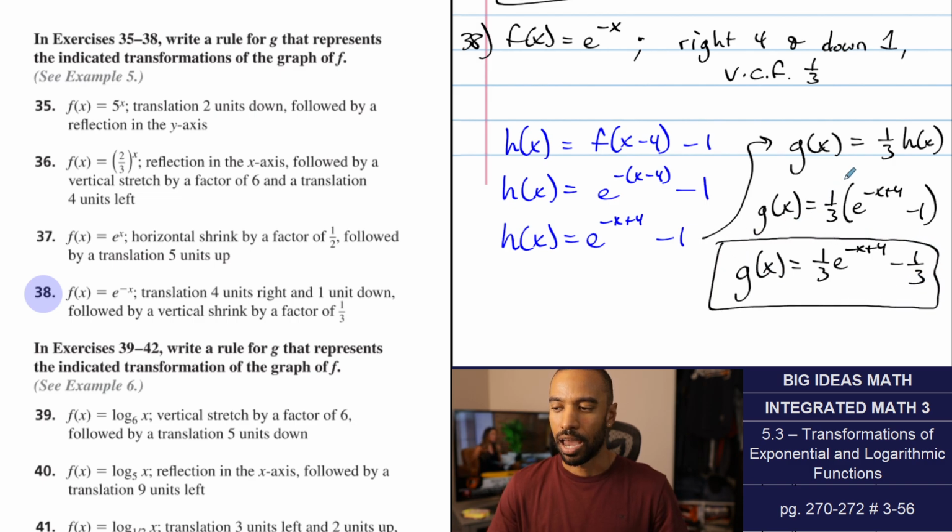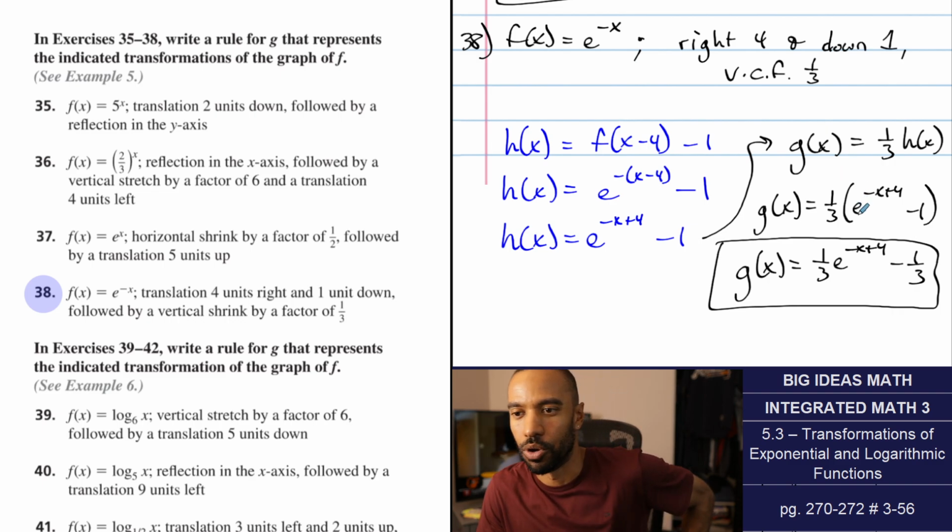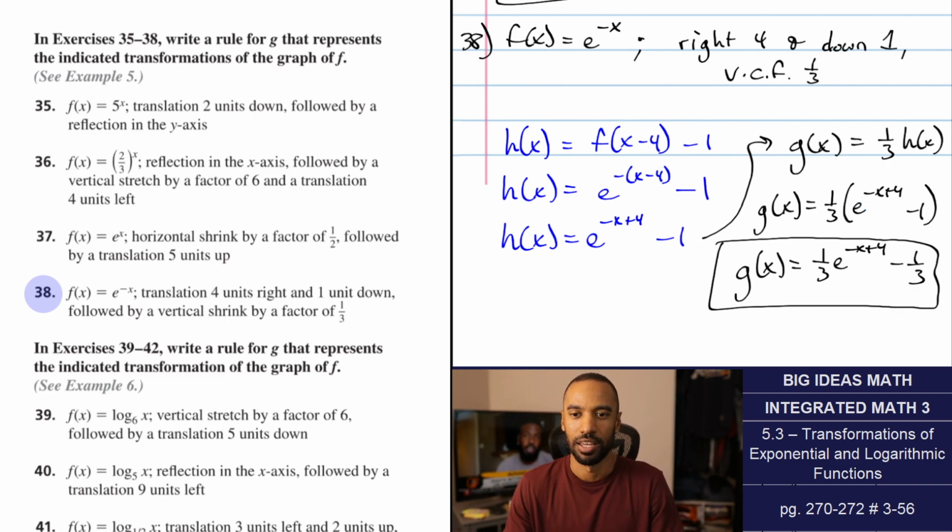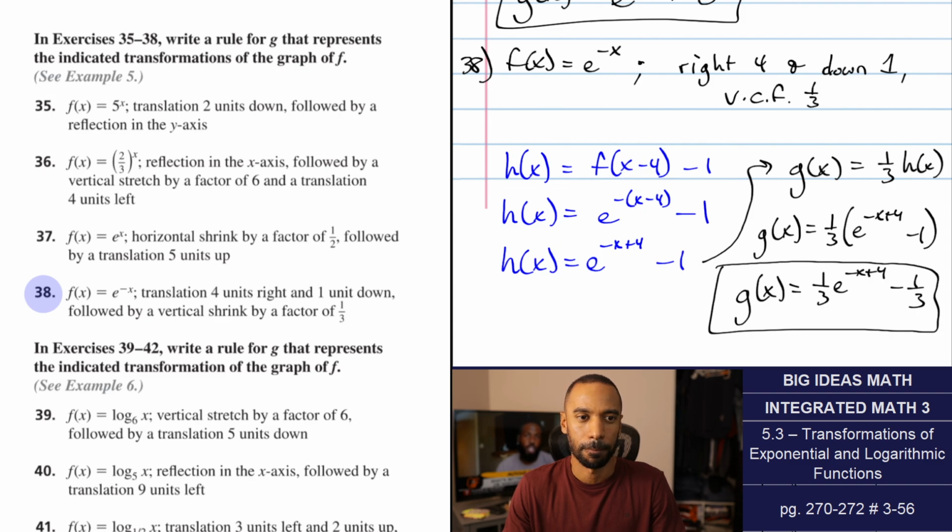Ugly. I don't want to graph it, especially with e. No. I do a lot of copying and pasting from something like that. But that should be our equation.